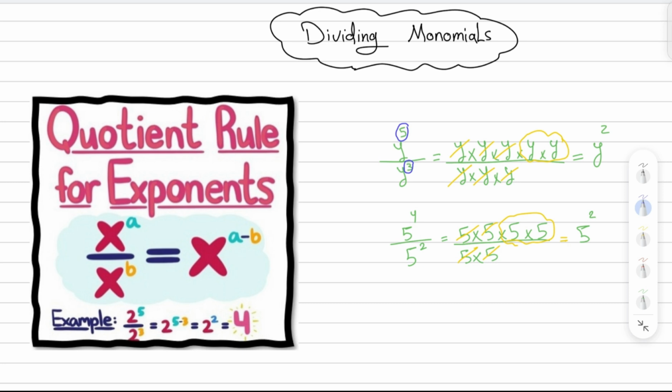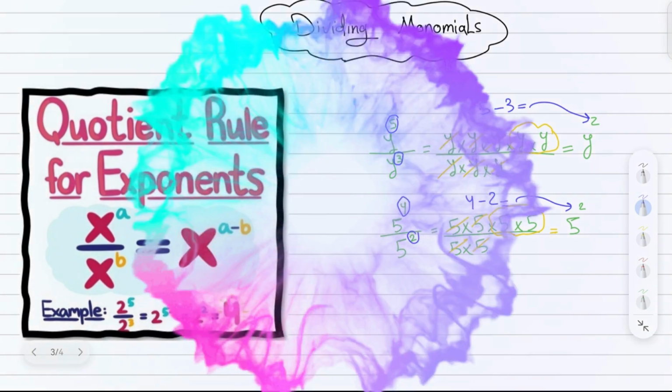Here we have y to the fifth power, and in the denominator it's raised to the third power. Just subtract 5 minus 3, which is equal to 2. And here also subtract the exponents, 4 minus 2, which is equal to 2. So the general rule when you divide monomials is when you have similar bases, you can just easily subtract the exponents. Let's have more examples.